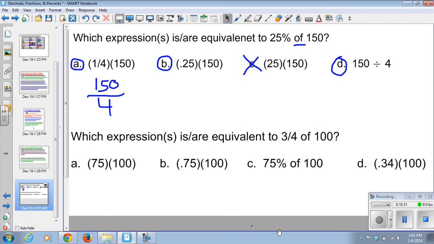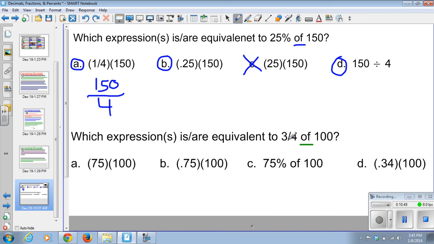So we have the same kind of problem as the previous one. We're looking at which expressions are or is equivalent to 3/4 of 100. Well, again, the of means multiplication. So we have 3/4 times 100. So let's ask ourselves, go through each of these 4 possibilities.